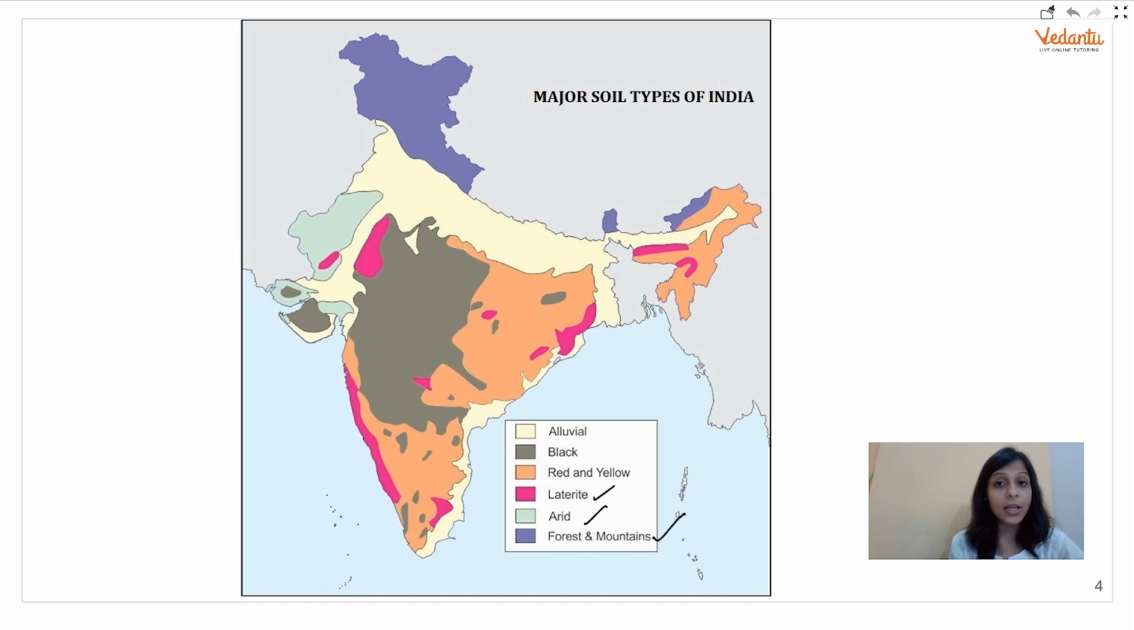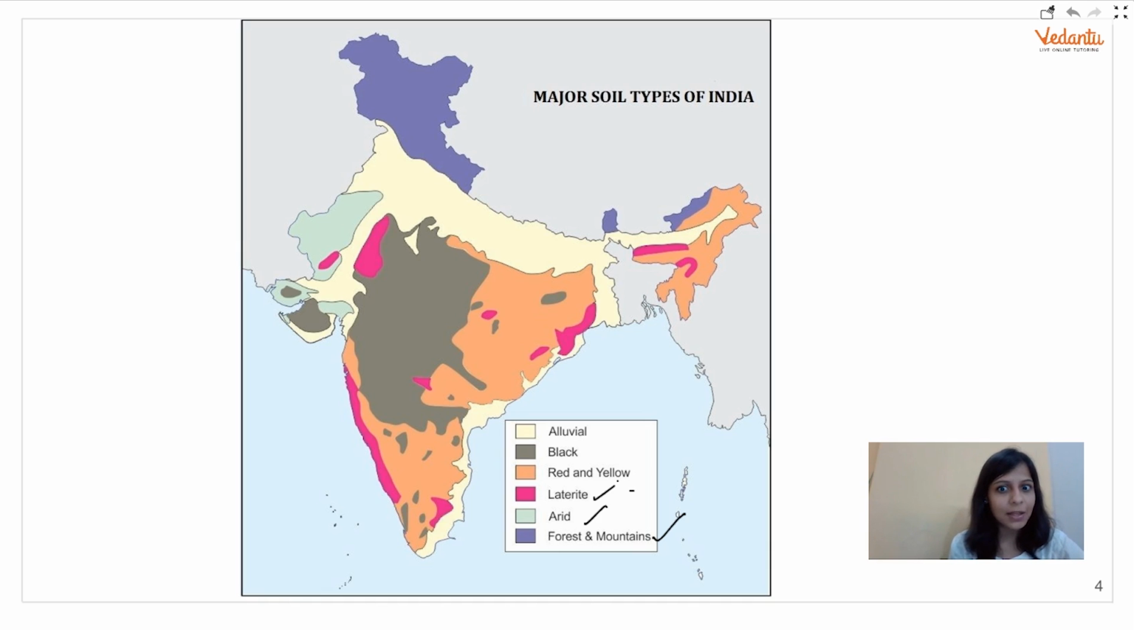So we're going to learn their importance. We're going to cover the areas that they basically cover. So please concentrate for 5 minutes. Just 5 minutes. So we've talked about 6 different types. I'll repeat again. First is alluvial soil, the most common soil that we find in India. Black soil, red and yellow, then laterite soil.